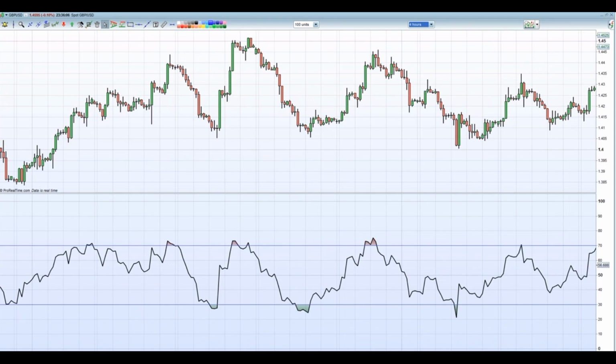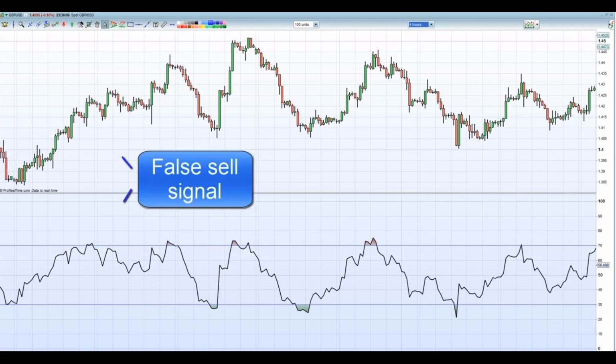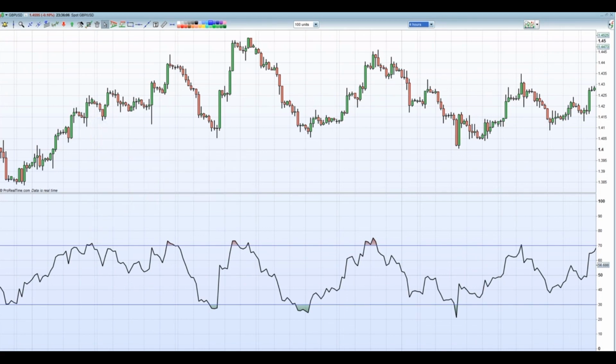A trader using RSI should be aware that large rallies and drops in the price of an instrument will affect the RSI by potentially creating false buy or sell signals. Traders often combine the RSI with other indicator signals, such as MACD crosses.